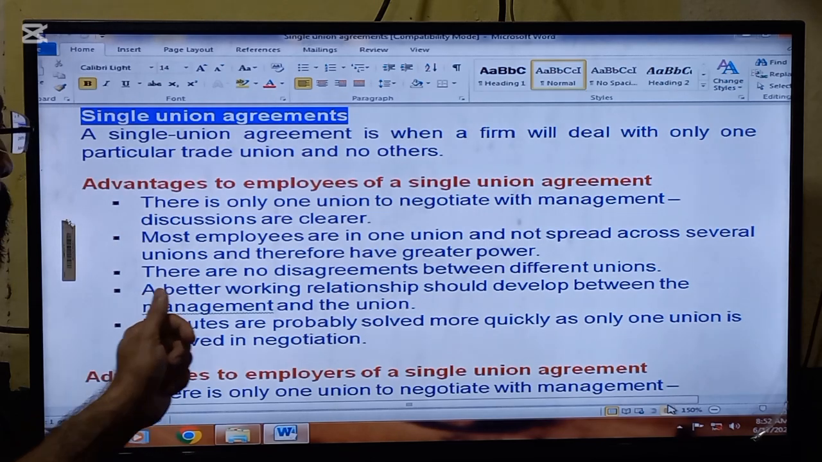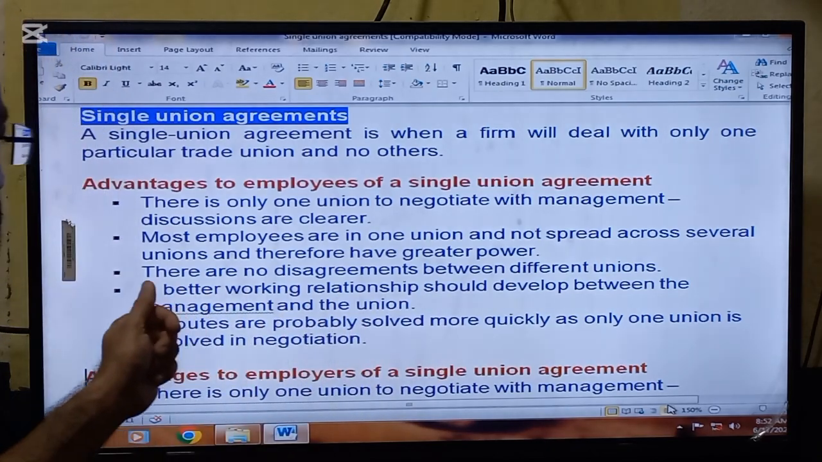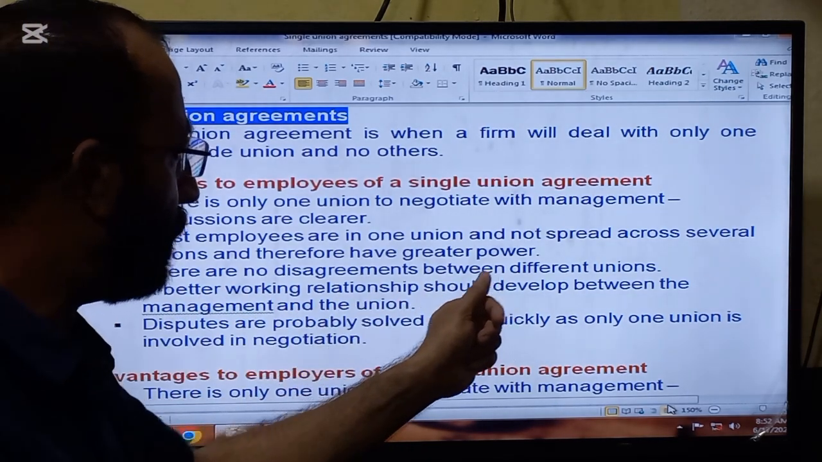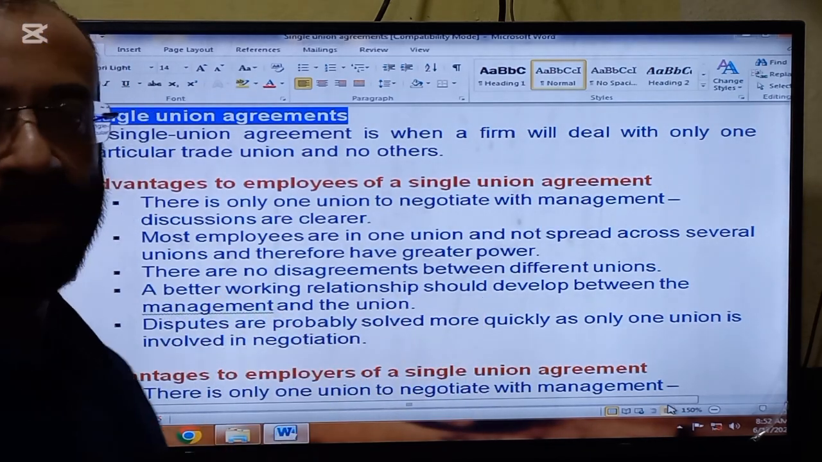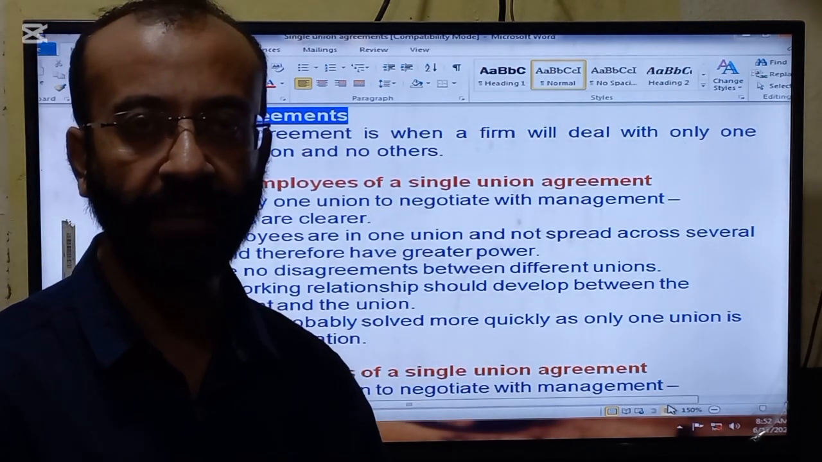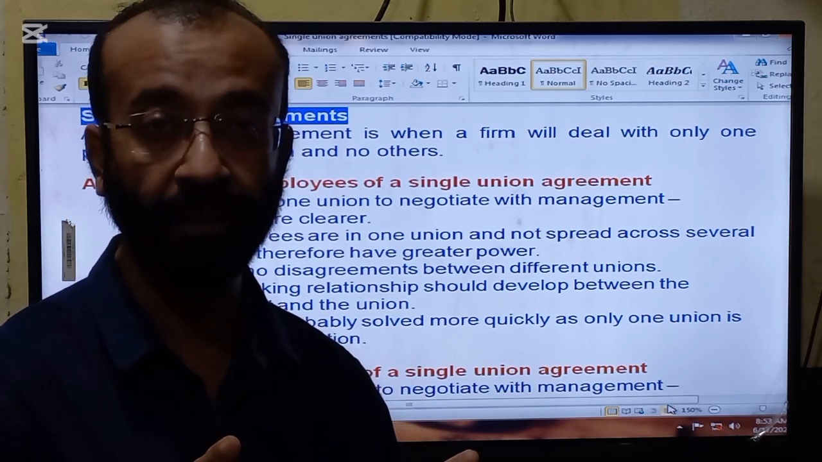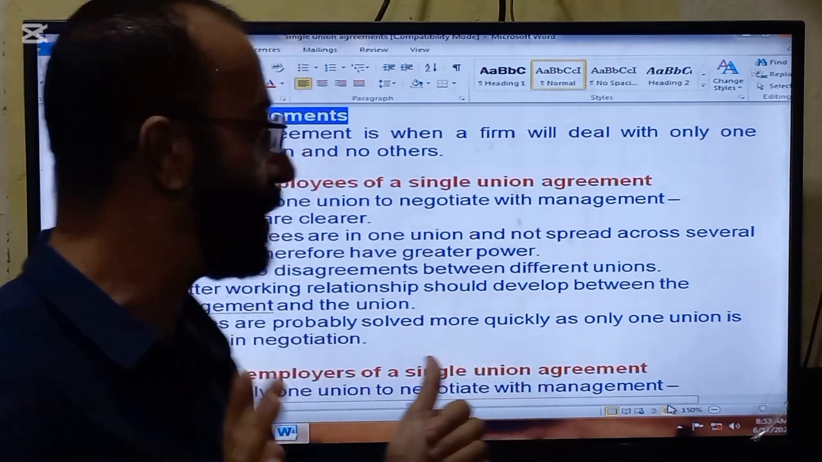Number two, most employees are in one union and not spread across several unions and therefore have greater power, because the more the membership of the trade union, the more negotiating power that union will have. So this is the second advantage to the employees.